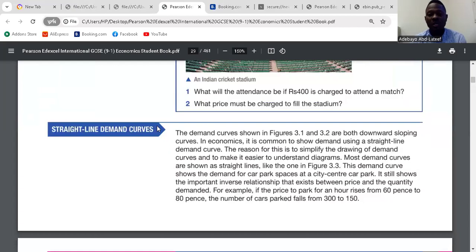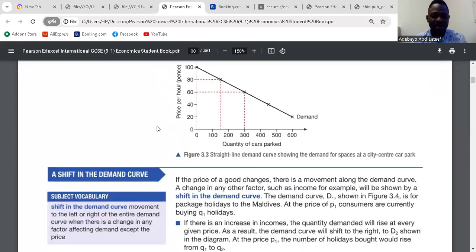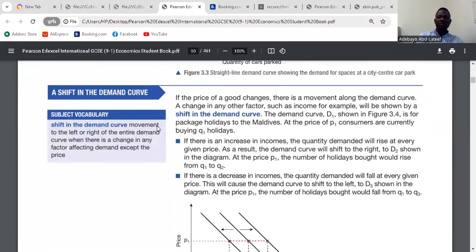So that's about the demand curve. Let's go down. I'll explain a shift in the demand curve. Are you there? Yes. So if the price of a good changes, there's movement along the demand curve. We talked about that. If price is increasing, contraction, movement along the demand curve. If price is falling, expansion, movement along the demand curve. Clear? Yes. So if the price of goods changes, there's movement along the demand curve.